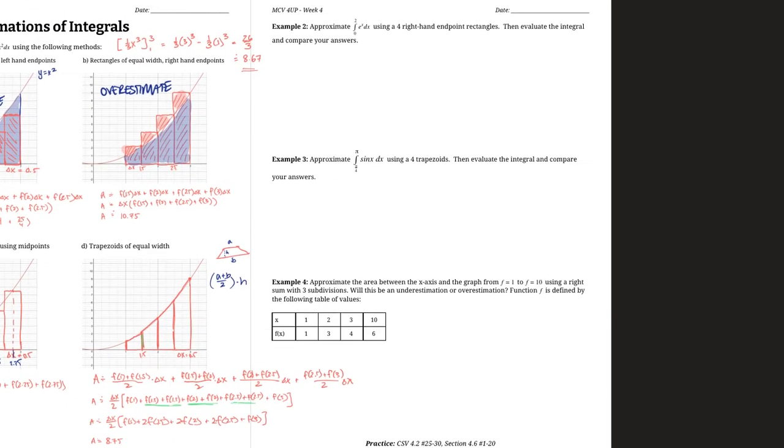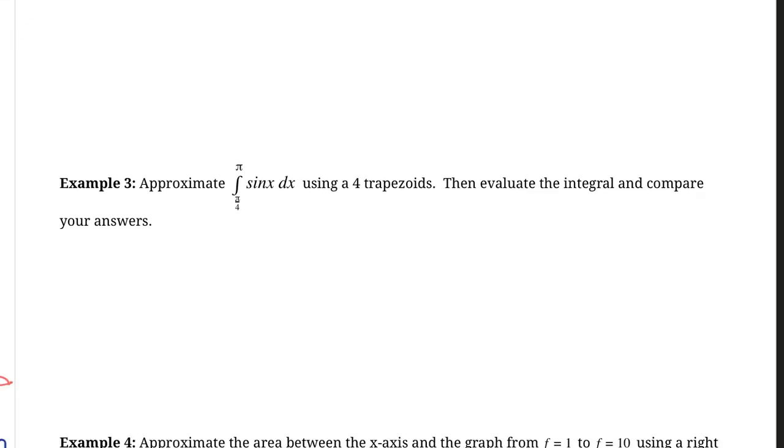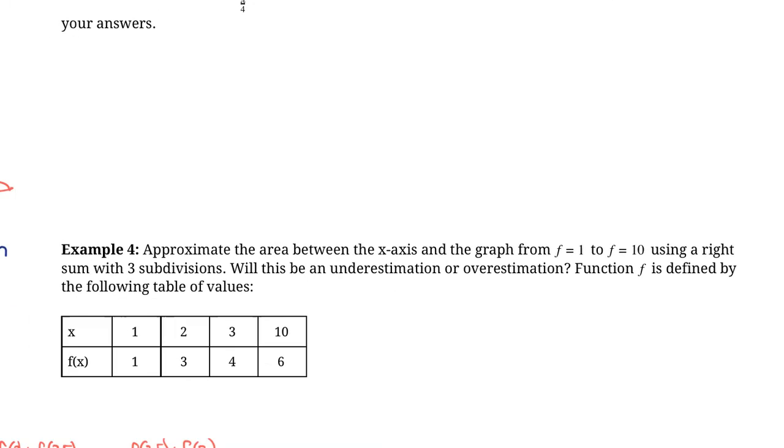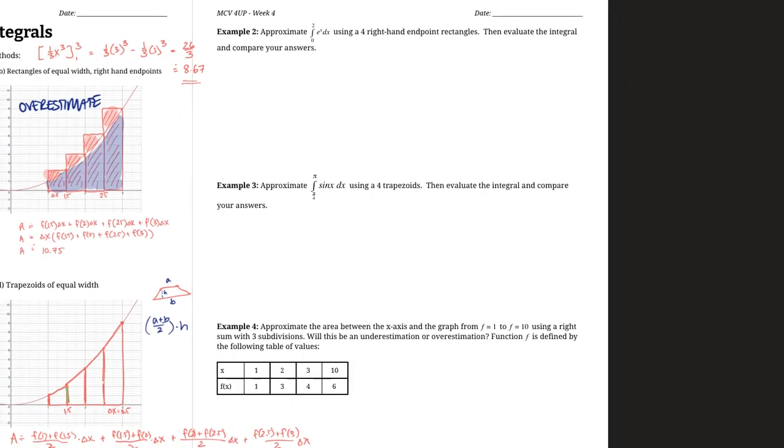What I want you to do now is I actually want you to try the 3 examples on the next page. So there's the first one, approximate e to the x from 0 to 2 using 4 right-hand rectangles. Sine x from pi by 4 to pi using 4 trapezoids. And lastly, the area between the x-axis and the graph defined by points. So these are defined by points instead of a function. So you're just going to have to use those points. So pause the video here, try those 3 problems yourself.